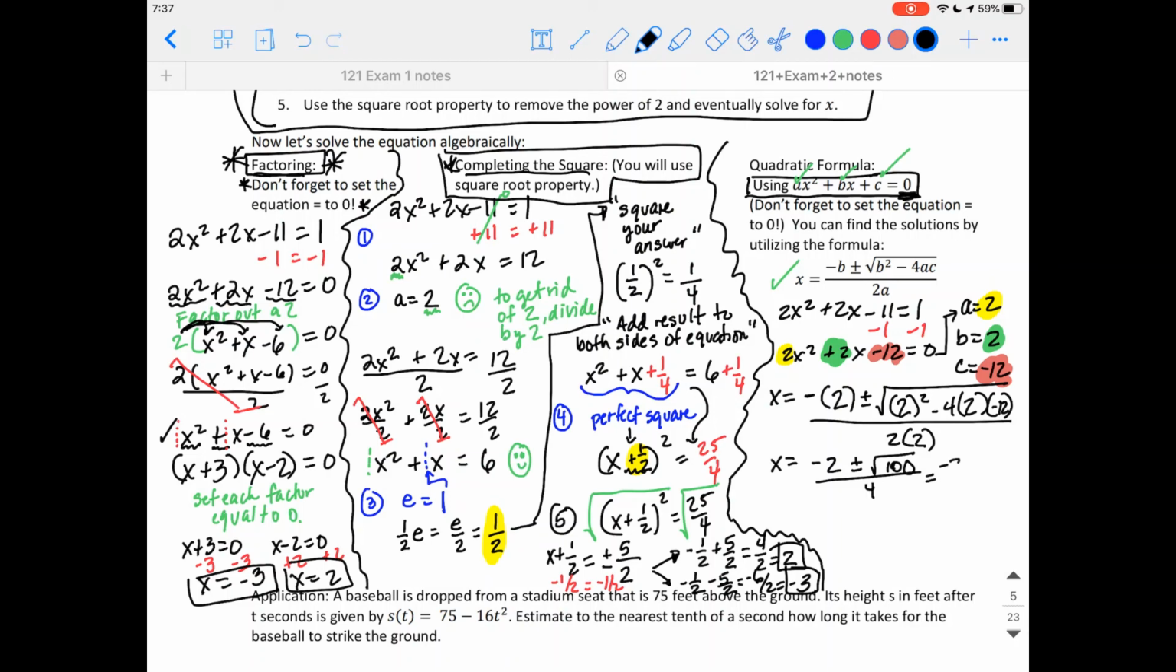So 2 times 2 is 4. And so here this is going to be negative 2 plus or minus the square root of 100, which is 10, over 4.